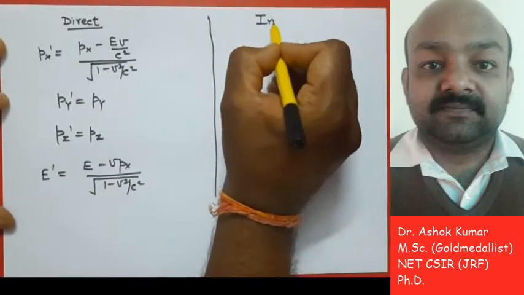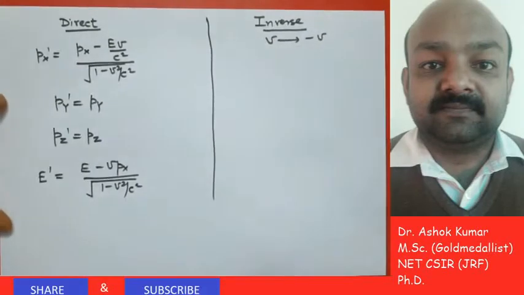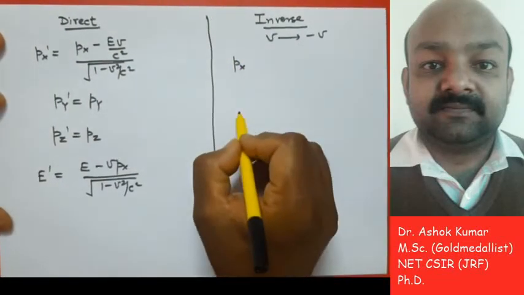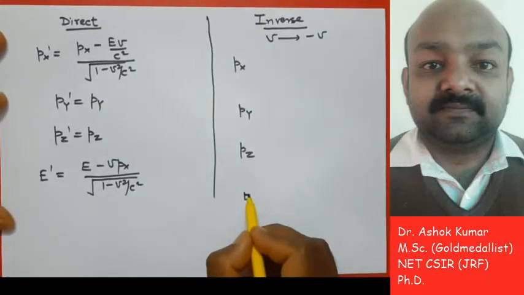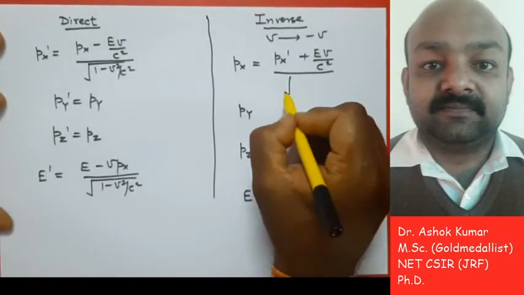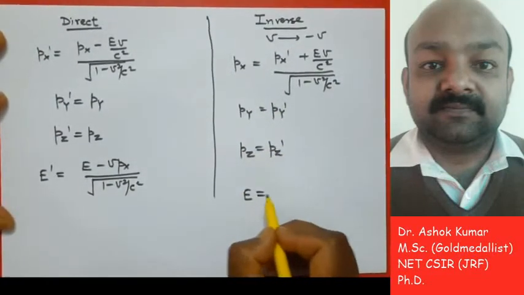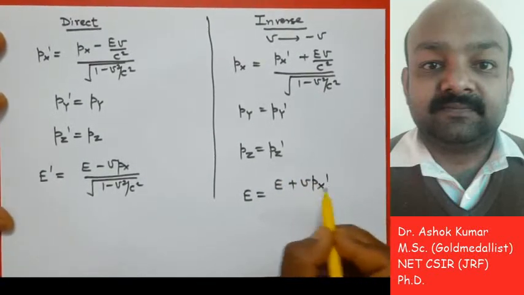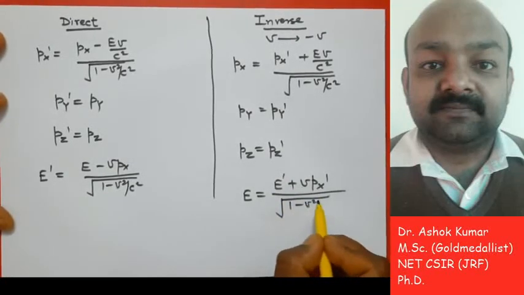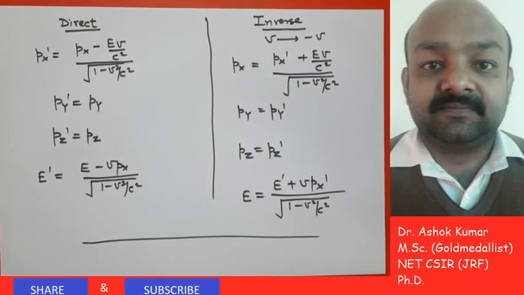Now for the inverse transformation equations, we simply change V to minus V and we will get similar equations for Px, Py, Pz and E. So it will be Px dash, Py dash, Pz dash. This is a similar technique we have used for Lorentz transformation equations and Galilean transformation equations. So this completes our topic of transformation equations for energy and momenta.